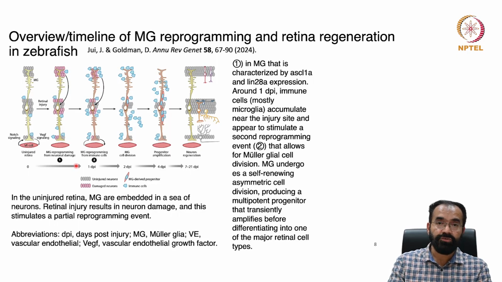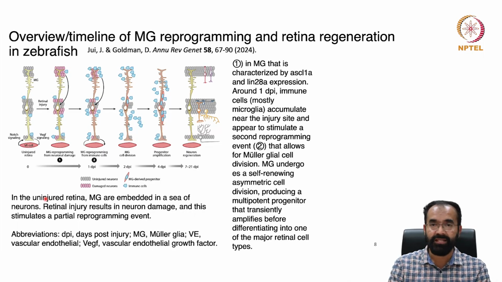In the uninjured retina, Muller glia are embedded in a sea of neurons. Retinal injury results in neuronal damage, and this stimulates a partial reprogramming event in the very beginning. Any insult that happens, like I told you earlier, will release some factors which will be sensed by the Muller glia. You can see these abbreviations: DPI means days post injury, MG for Muller glia, V for vascular endothelial, VEGF for vascular endothelial growth factors.